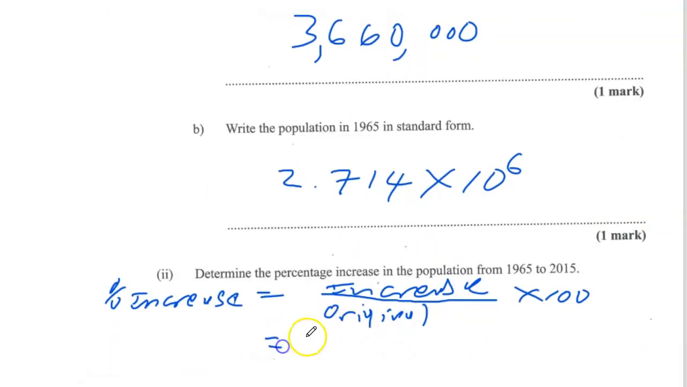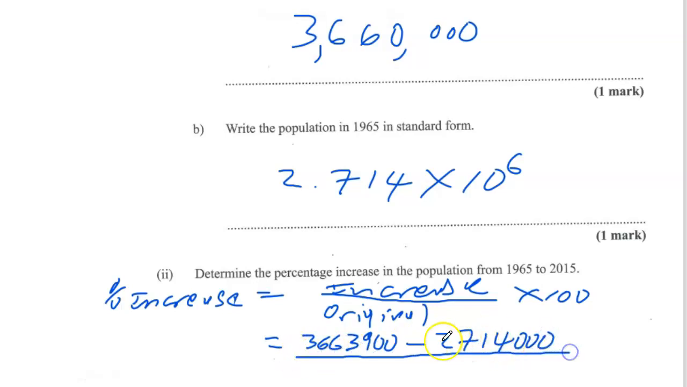So the increase would be 3,663,900 minus 2,714,000 upon the original population in 1965, which would have been 2,714,000, times, of course, 100.